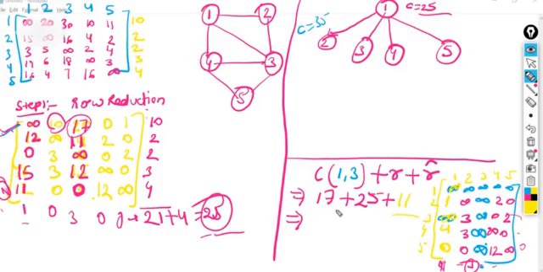So what will be the answer here? 17, 25 plus 11, what will it be? It's 53. So it will be 53. So the cost of node 3 is 53, right? Now, in the same way, you have to perform this for node 4 and node 5. I'm directly writing here the cost for node 4 and node 5. You can trace it yourself. It's 25 and this one is 31.